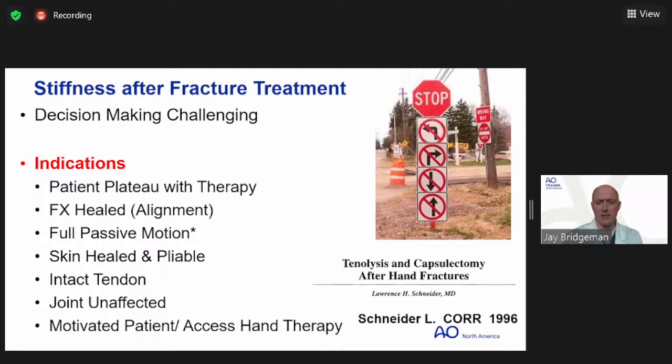His recommendations are, number one, the patient should have plateaued with therapy. When I see people and it's only been a month or two, it's not surgery that we're choosing. It's going back to therapy, making sure that they're getting the correct therapy, the correct protocol.